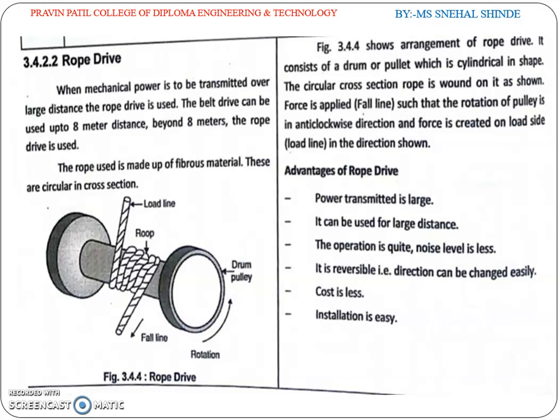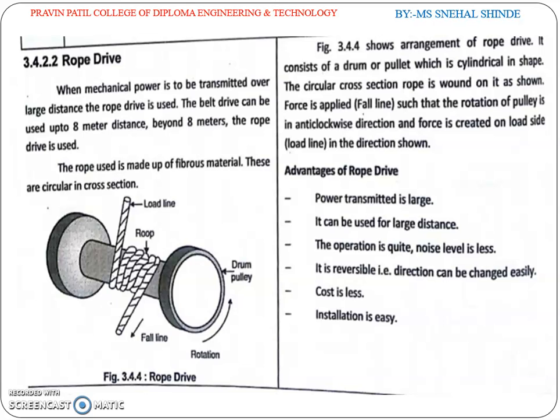Rope drive. When mechanical power is to be transmitted over a large distance, the rope drive is used. The belt drive can be used up to 8 meters distance. Beyond 8 meters, the rope drive is used. The rope used is made up of fibrous materials. These are circular in cross section.